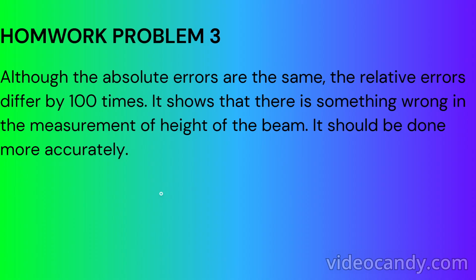Although the absolute errors are the same, the relative errors differ by 100 times. It shows that there is something wrong in the measurement of the height of the beam. It should be done more accurately.